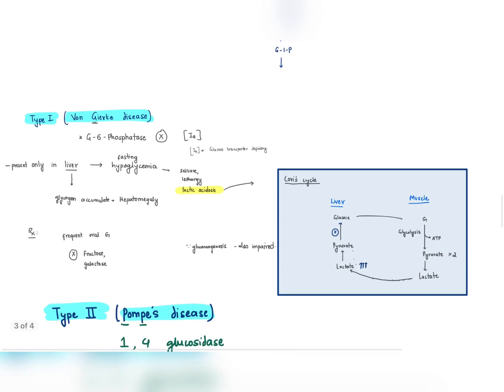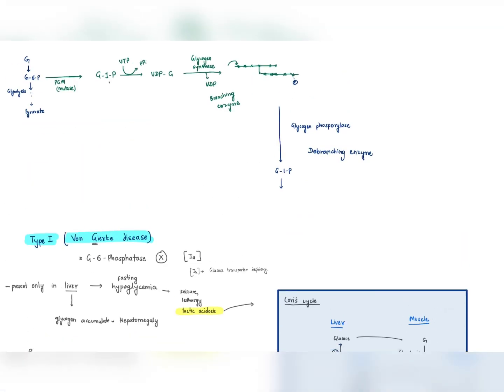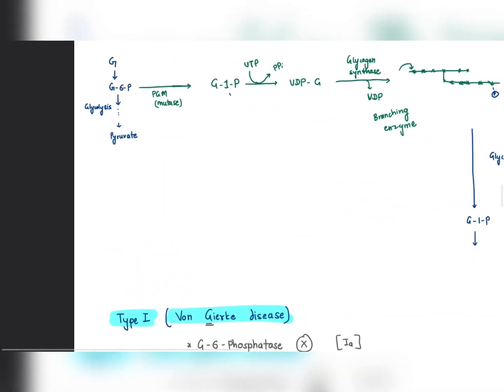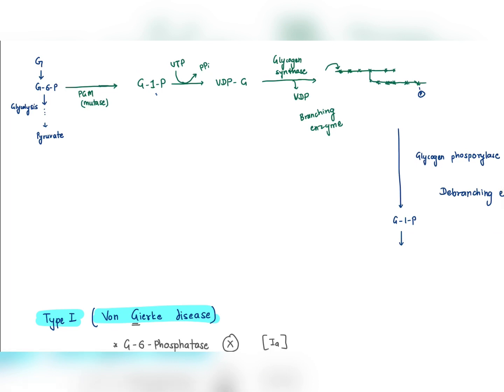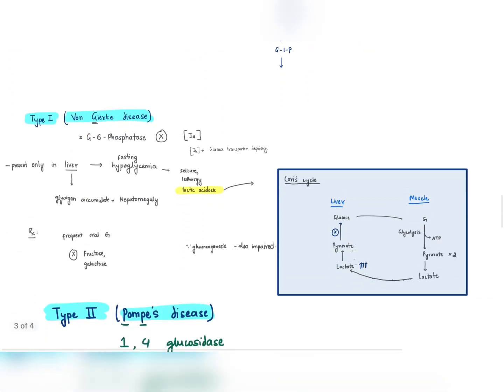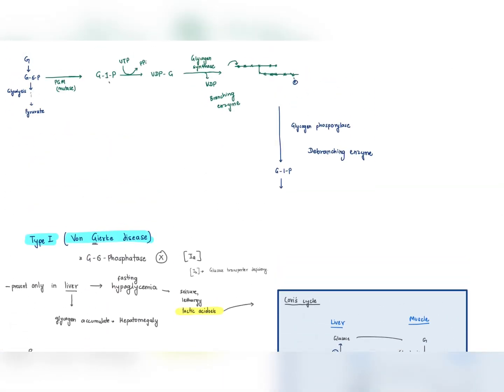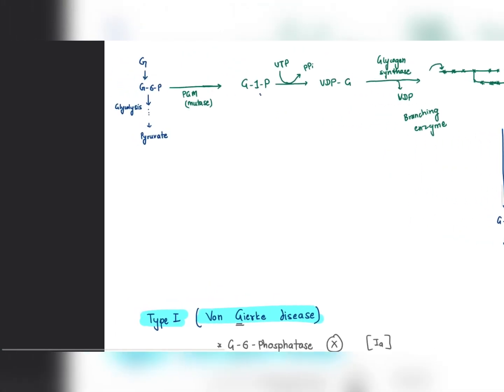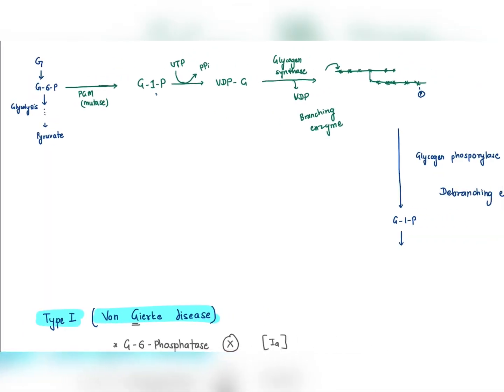This is about the pathway, right? First of all, this is the summary. Type 3 is CD. Type 4 is AB, Andersen disease, branching enzyme. And type 6 is Hers disease. H for Hers, H for hepatic glycogen phosphorylase. This is about the pathway, right? First of all, this is the summary.